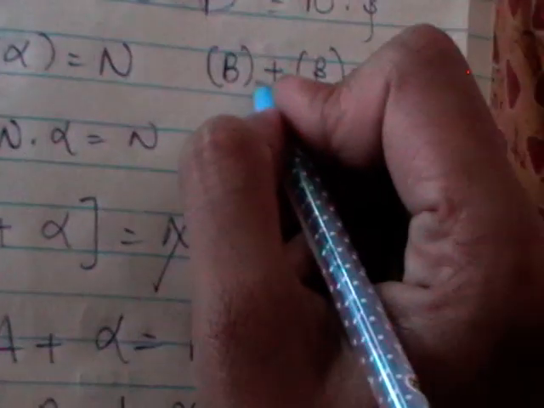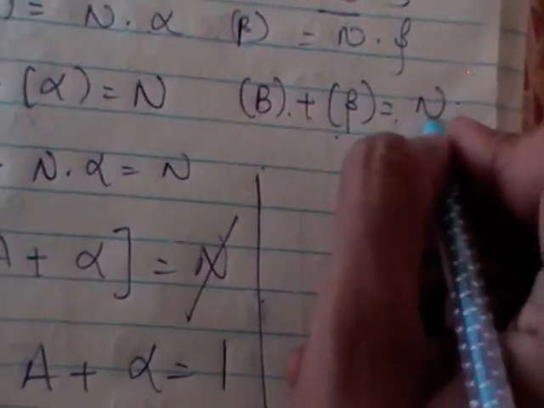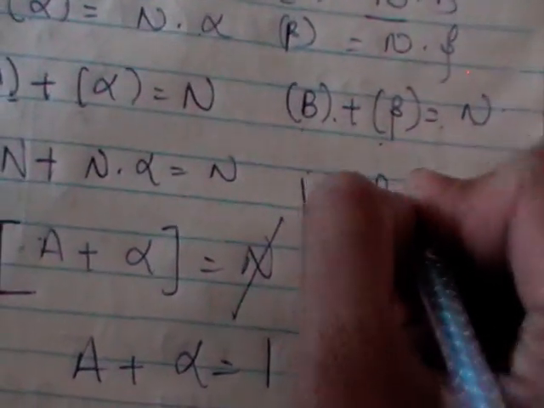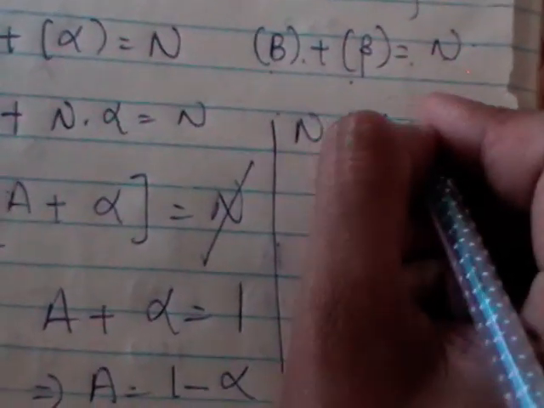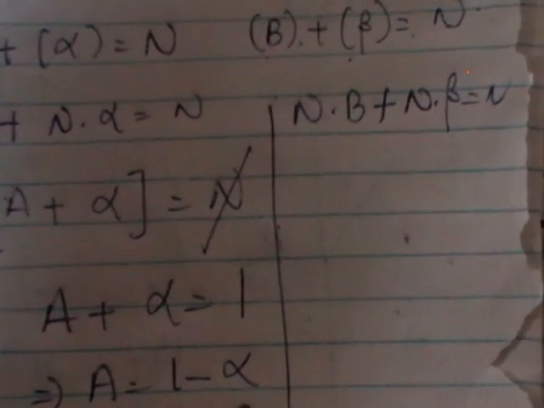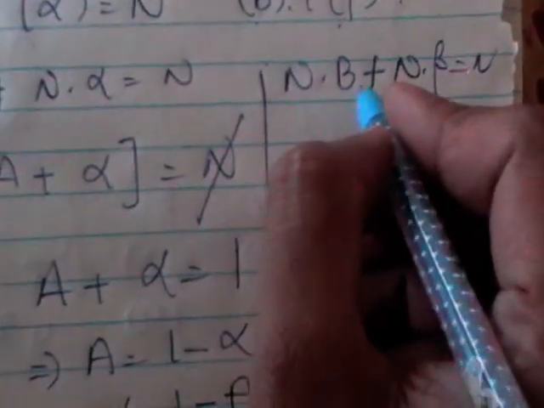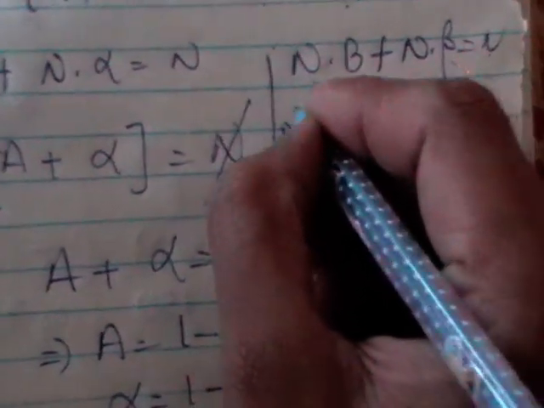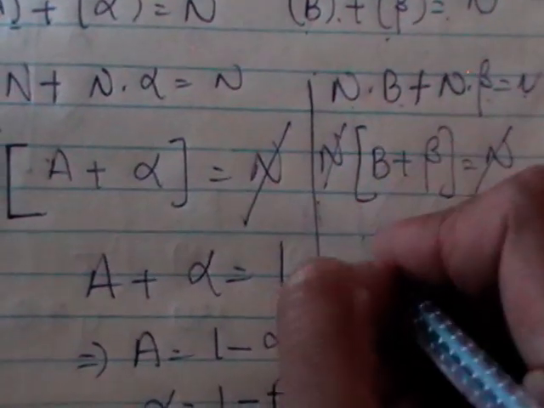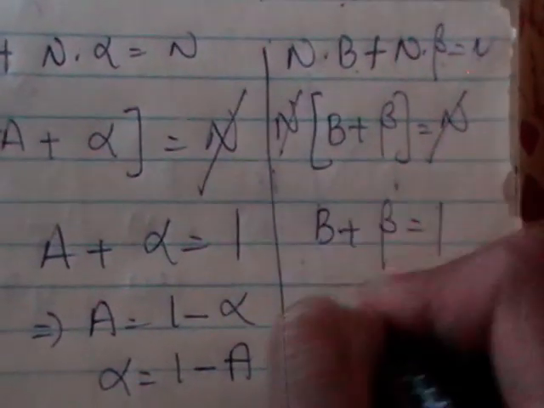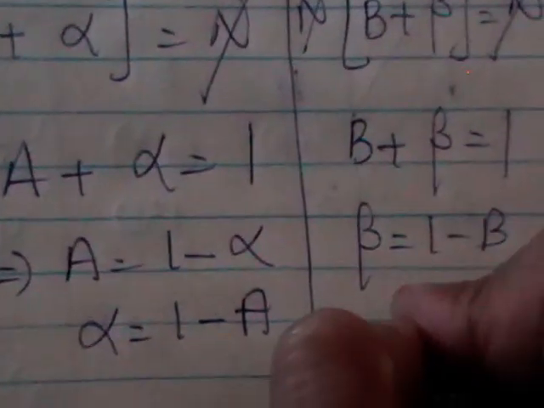Similarly, if we consider this, bracket B plus bracket beta is equal to N. Bracket B can be written as N into B, plus N into beta, is equal to N. Take out N common here, you will get B plus beta is equal to N. You cancel these two, you will get B plus beta is equal to 1. Either beta can be written as 1 minus B, or B can be written as 1 minus beta.